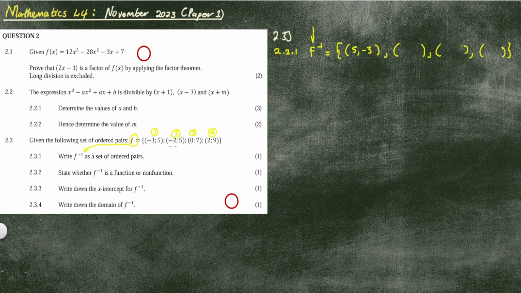Second point, x is minus 2, y is 5. The new ordered pair for the inverse function is going to be 5 and minus 2. Next one, it's 0 and 7. So the ordered pair for the inverse is going to be 7 and 0. For the last one, it's 9 and 2. What actually happened is we just took the x and y values and swapped them, right? Because when dealing with inverse functions, that's what you normally do. You swap the x and y coordinates to get the inverse function.